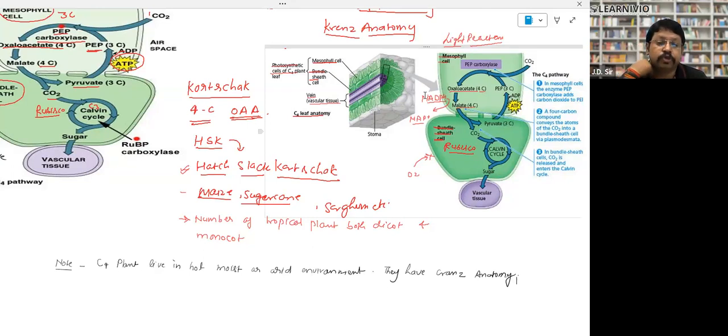Next point, very important. The chloroplasts of mesophyll cells are smaller and have well-developed grana. Full stop. They also possess PEP enzyme.